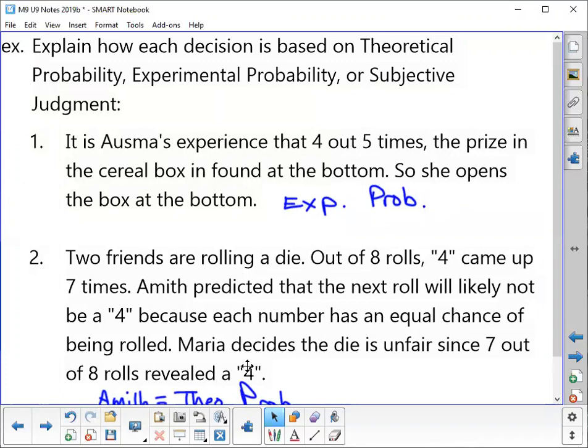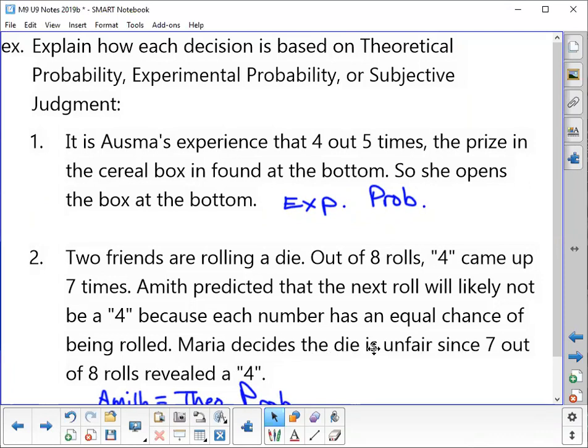All right, 2 friends are rolling a die. Out of 8 rolls, 4 came up 7 times. That's kind of crazy, hey? Ameth predicted that the next roll will likely not be a 4 because each number has an equal chance of being rolled. Maria decides the die is unfair since 7 out of 8 rolls revealed a 4. So what is Ameth saying? What's he using with his prediction that 4 is likely not going to be the next roll?